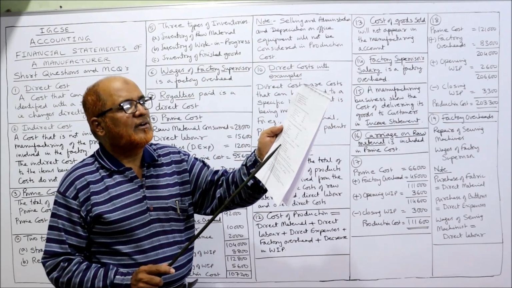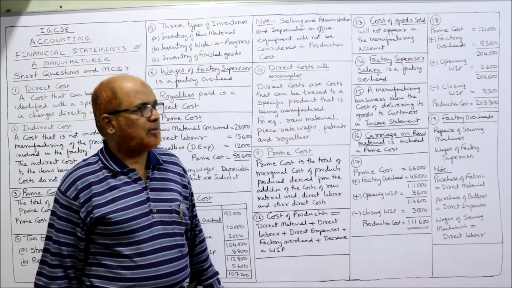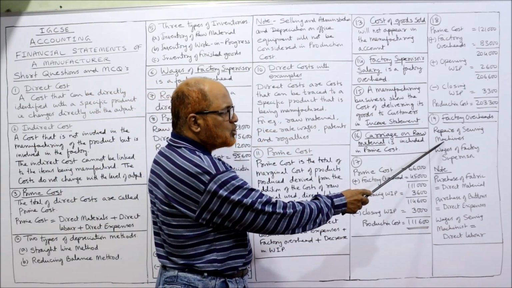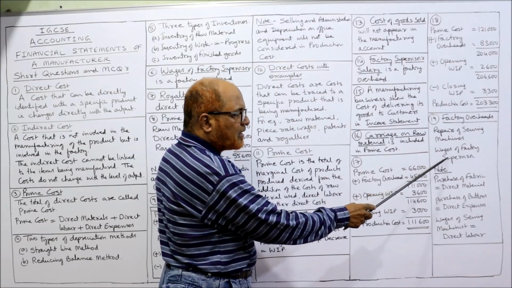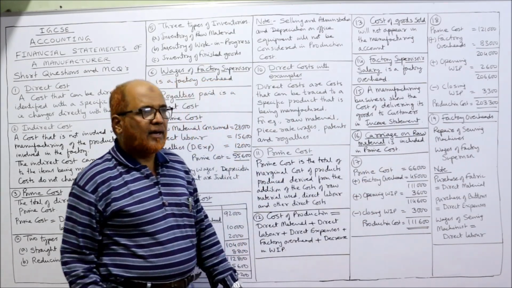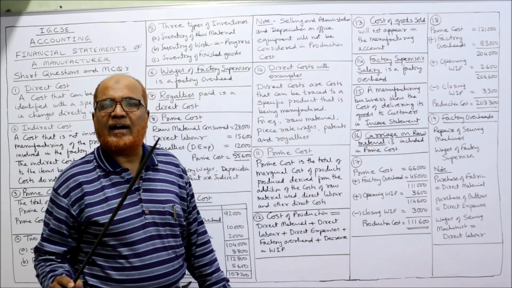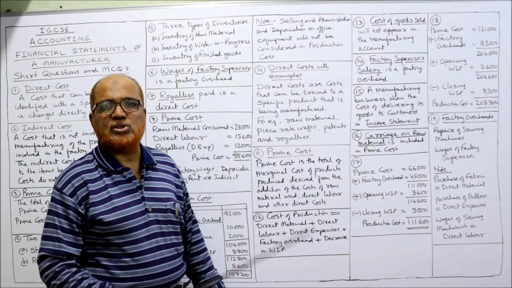Which are the two items? Wages of factory supervisor and repairs to sewing machine. So repairs to sewing machine and wages of factory supervisor. These two are factory oriented. The remaining three items are not factory overhead, they are direct costs.